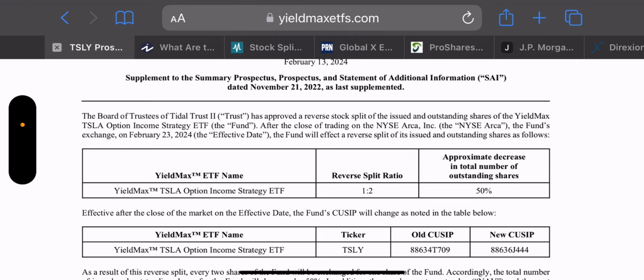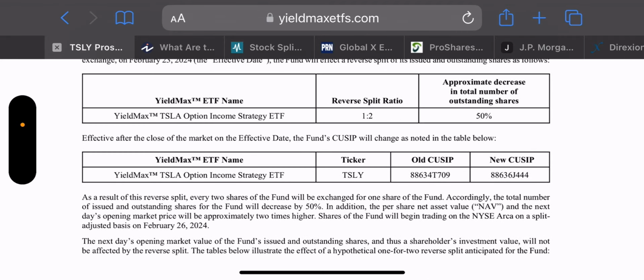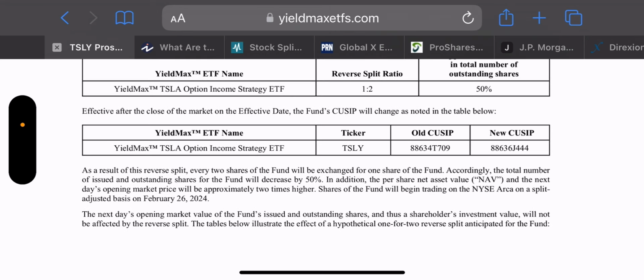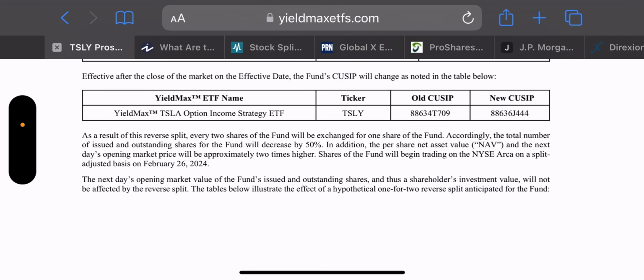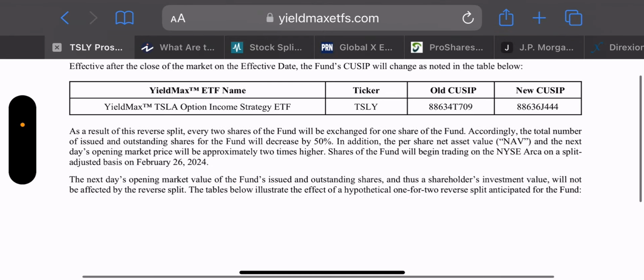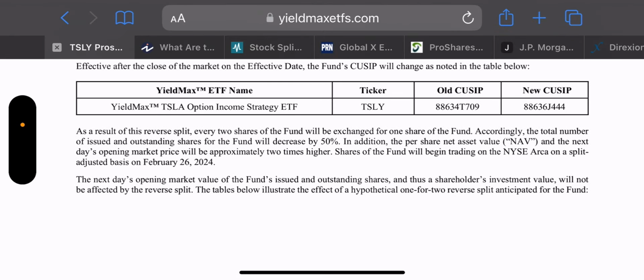YieldMax, TSLY option income strategy, reverse split ratio 1-for-2. Approximate decrease in total number of shares, 50%. I don't know why it says approximate. But as a result of the reverse split, every 2 shares of the fund will be exchanged for 1 share of the fund accordingly. The total number of issued and outstanding shares for the fund will decrease by 50%. In addition, the per share net asset value and the next day's opening market price will be approximately 2 times higher. So this will reflect, it shows February 26th at the latest.